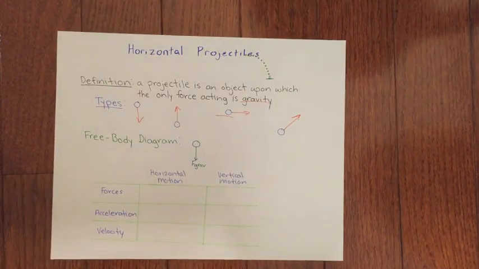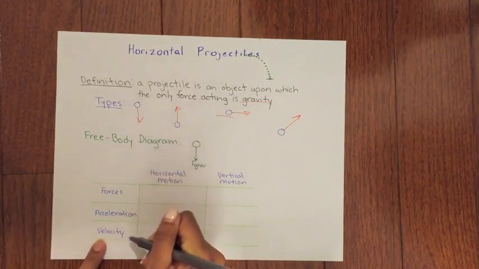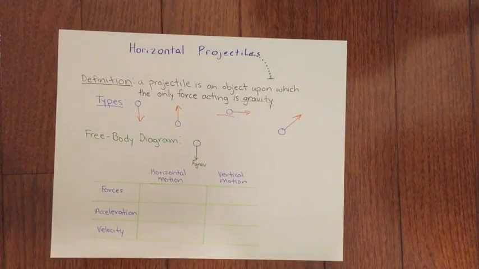Now, the reason horizontal projectiles can get so confusing is because they have motion in both the horizontal and vertical directions. And this is different from the kinematics problems we're used to doing. But if you're able to differentiate between the forces, acceleration, and velocity in each direction, you'll be able to tackle any kinematics problem the AP throws at you.